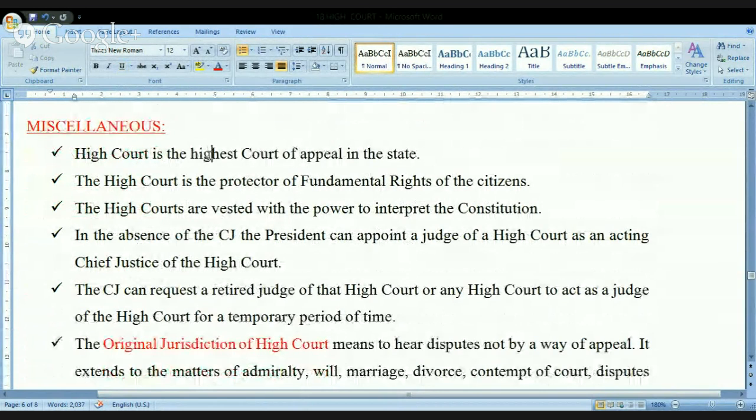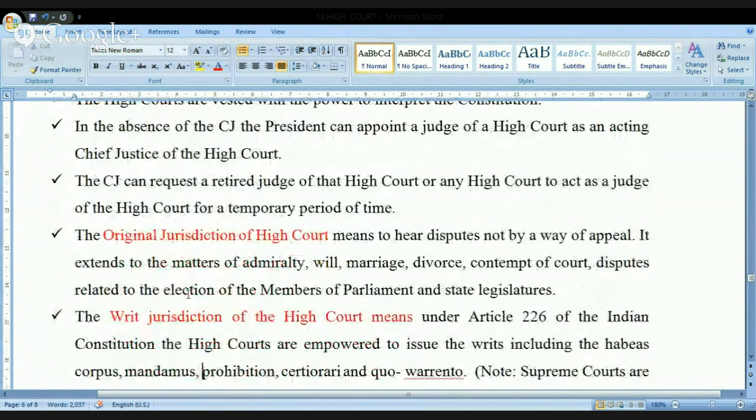High Court is the highest court of appeal. High Court is the protector of the fundamental rights. The High Courts are vested with the power to interpret the Constitution. In the absence of the Chief Justice of a High Court, the President can appoint a judge of the High Court as an acting judge. The Chief Justice can request a retired judge of the High Court or any High Court to act as a judge. Same points, just like that of the Supreme Court, the points are same.